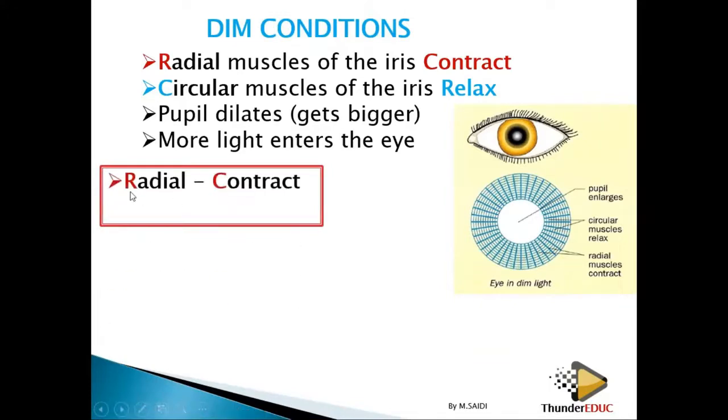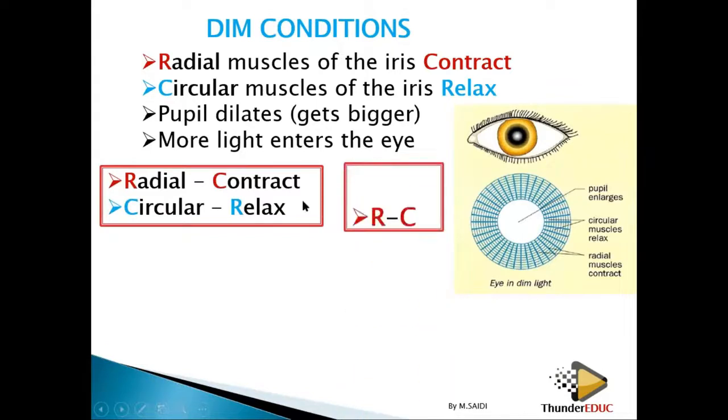So I can abbreviate it: radial goes with contract and circular with relax, which means R with C and C with R. I always tell my students, I'm bright like a star. I don't mix things up. When you mix things up, you mix things up in dim, in darkness. So in bright light, I don't mix things up: R will go with R and C will go with C. While in dim light, because I mix them up, R will go with C and C will go with R. That's the meaning.